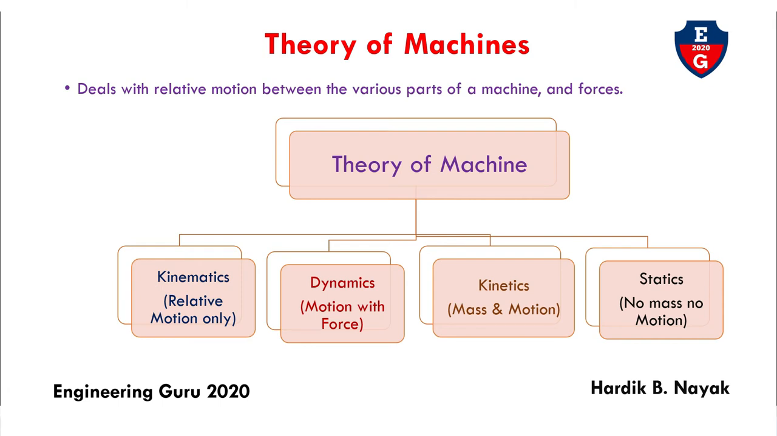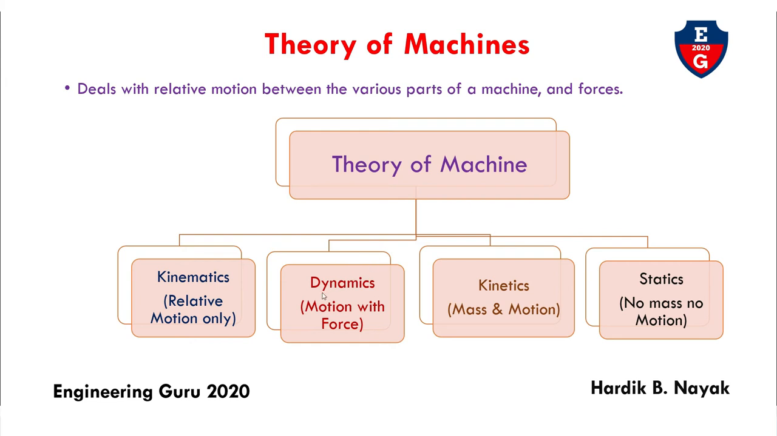So kinematics is the branch of theory of machines which deals with the relative motion between the various parts of the machines. So kinematics deals only with relative motions. Examples like cam follower, synthesis of linkages, gear drive are examples of kinematics.